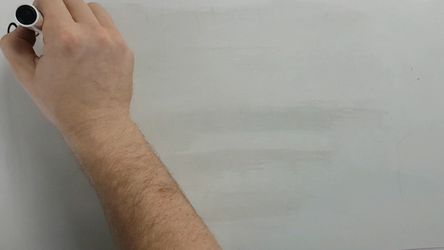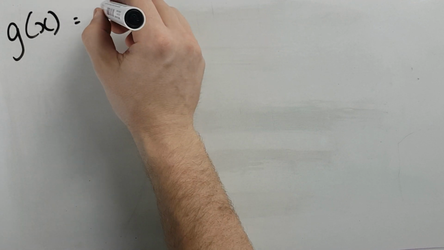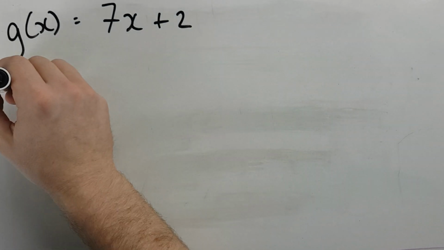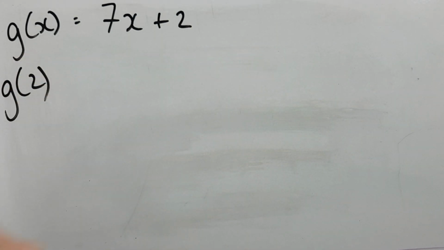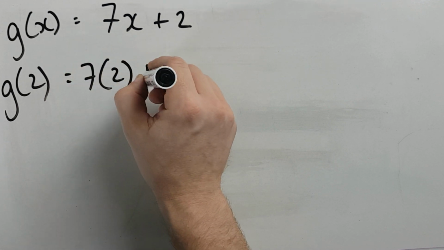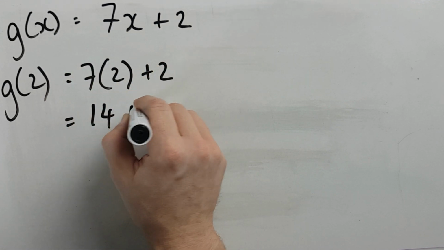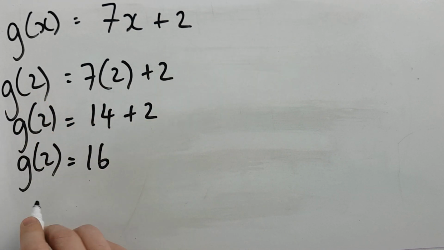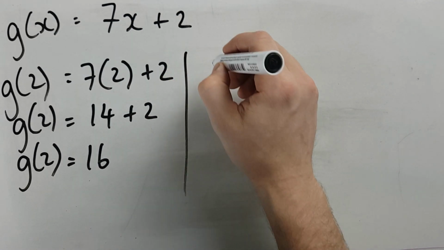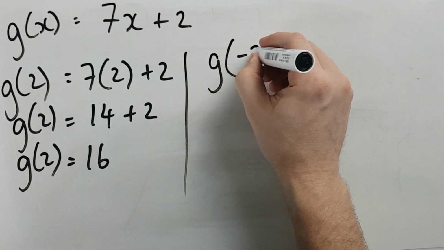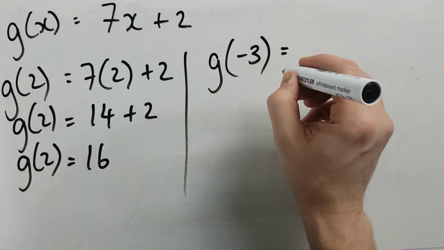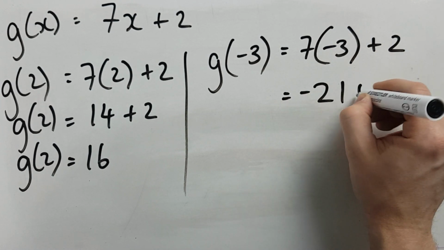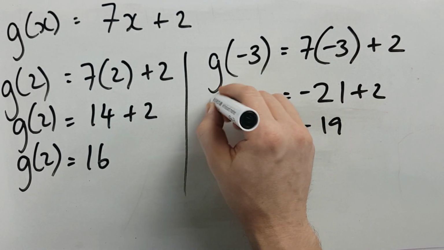Let's try another one. Let's try g of x equal to 7x plus 2. So what would g of 2 be? It would be 7 times 2 plus 2, 14 plus 2, 16. So g of 2 is 16. What would g of minus 3 be? 7 times minus 3, let's not forget our bracket, minus 21, plus 2, minus 19.